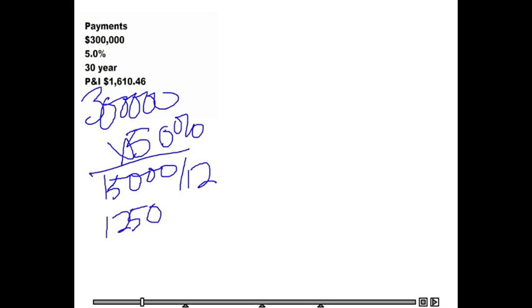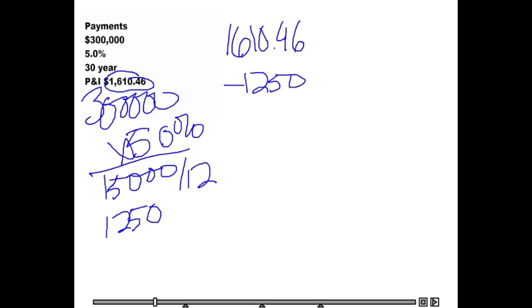Now you'll notice that the principal and interest paid every month on this loan is $1,610.46. So for the first month, if we want to calculate the amount that went to principal, all we need to do is subtract the amount that went to interest from the principal and interest payment. So we're going to take that payment of $1,610.46, subtract from that the $1,250 that we now know went to interest for that month. The difference between those two numbers is $360.46.